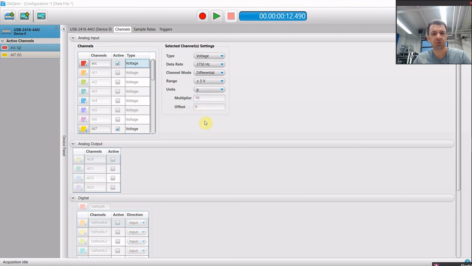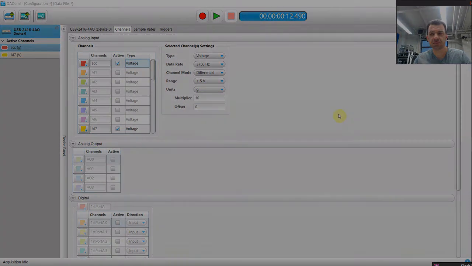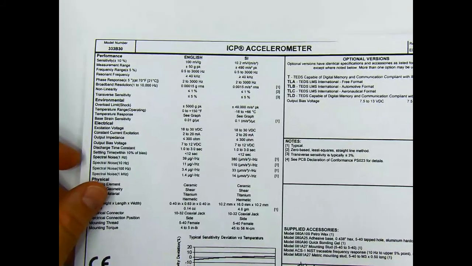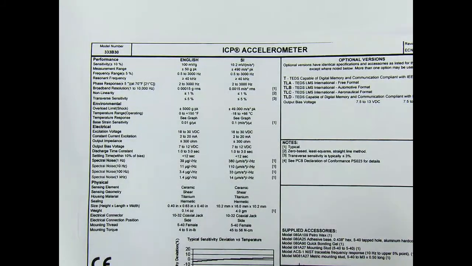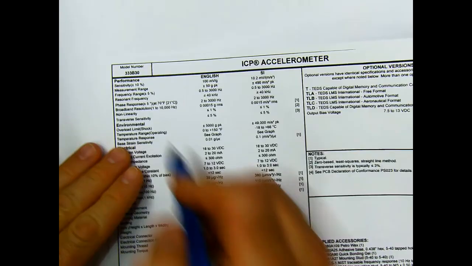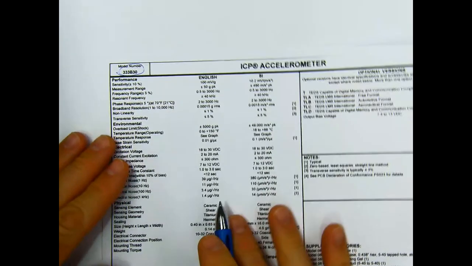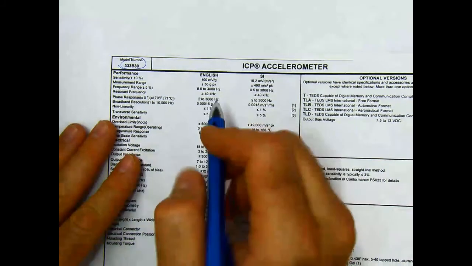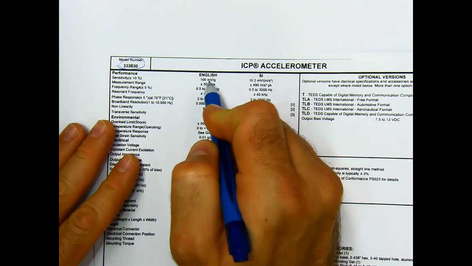Today we are going to find out where to get the scale factor and the offset. This is true for any data acquisition software, not just ours. For any sensor, the data can be found in its data sheet. So for this accelerometer, this model number, we can find the sensitivity or the scale factor here.